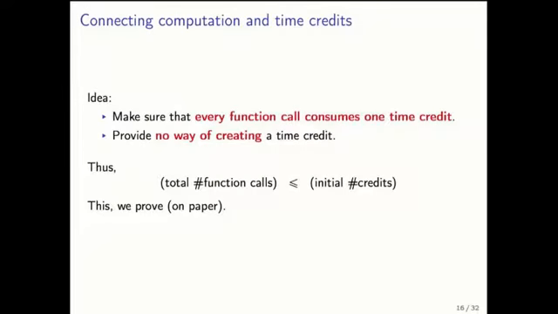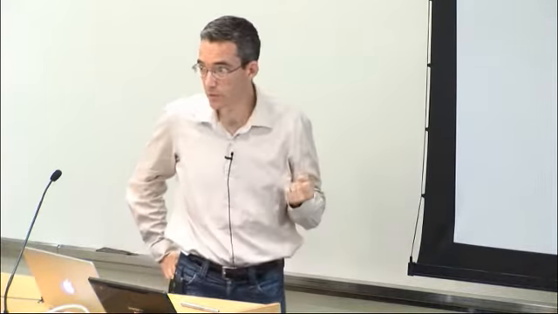Okay, so to connect these time credits with actual computation steps, what we say is very simple. Every function call consumes 1 credit. And if there are any loops in the program, we just view them as recursive functions. So we only need this rule: every function call costs 1. And also we provide no way of creating new credits. So you have to think that at the beginning of the program's execution, a certain number of credits are given by God, so to speak, and you can only consume them.